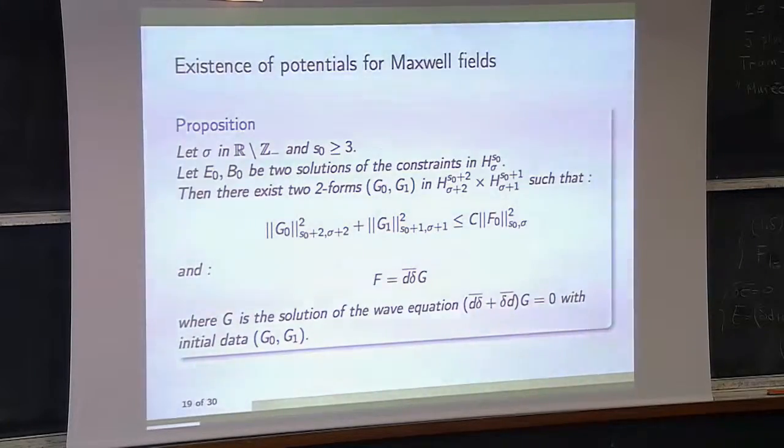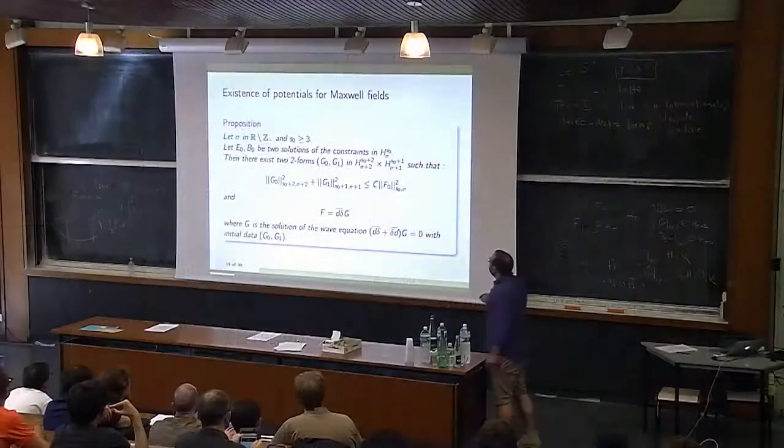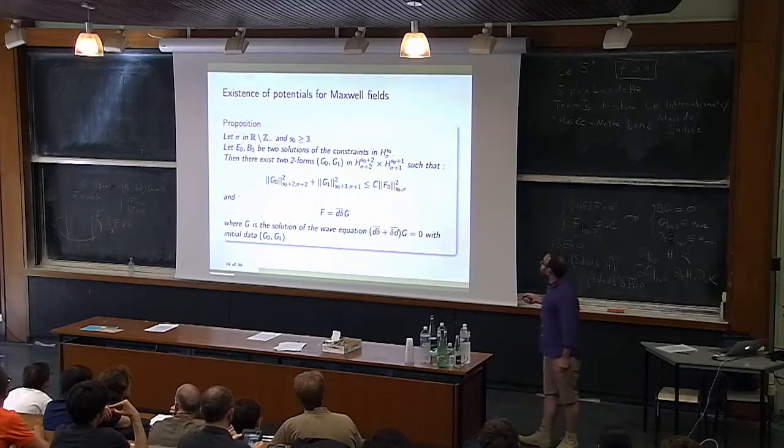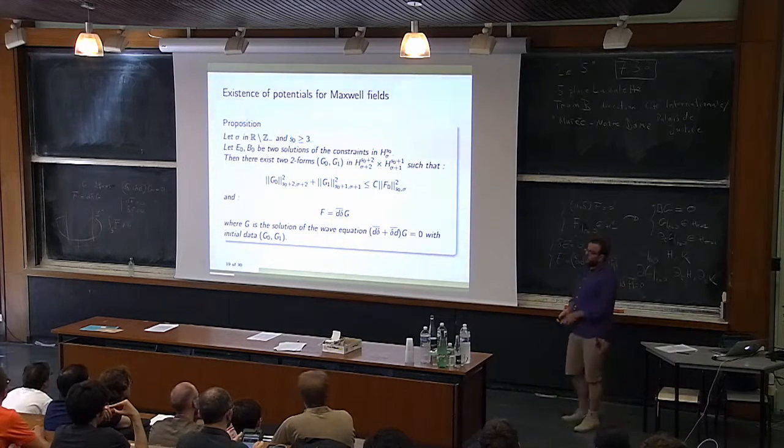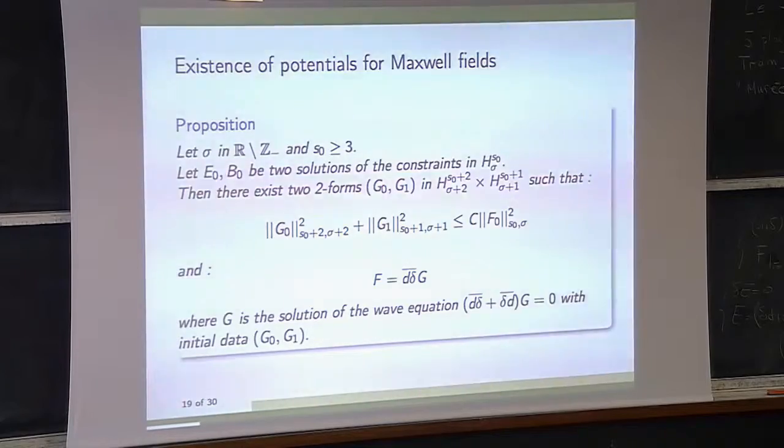So the proposition is the following. If you have a weight which is not exceptional so that you have your elliptic theory that works correctly, you can take your initial data E naught, B naught for your Maxwell field here. Then you can construct two initial data, G naught, G1, which is living in the right space. Using standard elliptic theory, you are controlling the initial data for your potential by the initial data for your field. And by uniqueness of the Cauchy problem, you know that your field is represented in this way. Okay?